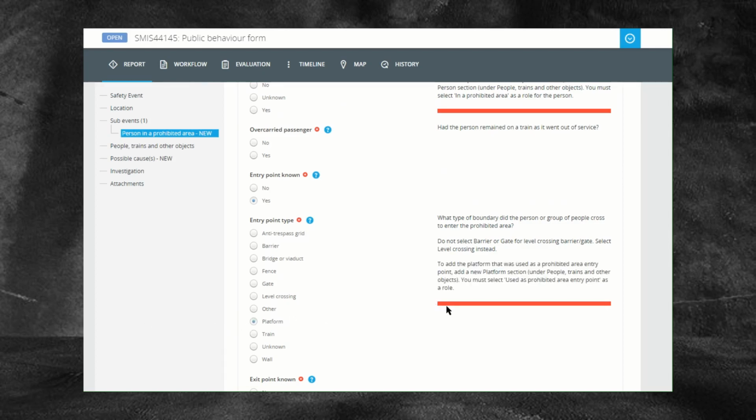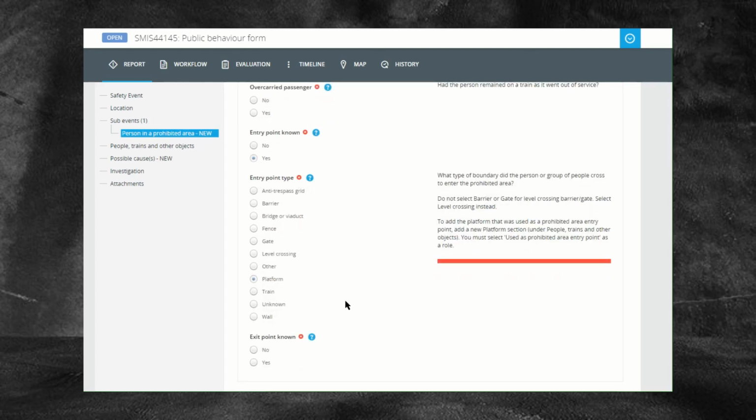Again, you see the red bar object guidance appear, which reminds you that you need to add the platform that was used as an item or structure under the people, trains, and other objects section. And you can select the role of used a prohibited area entry point. But again, I'll cover this in the people, trains, and objects section in a bit.